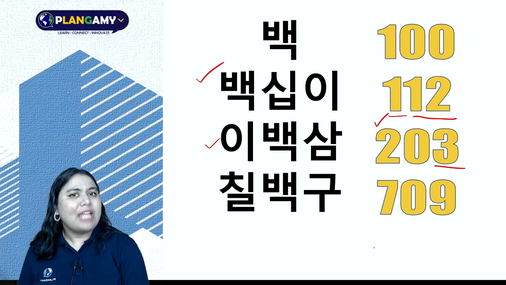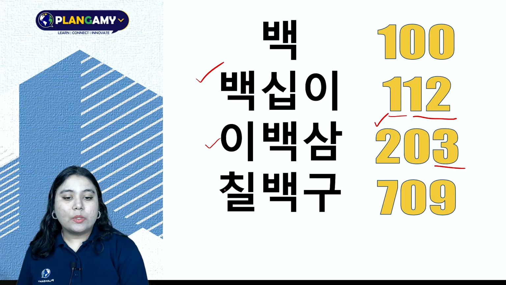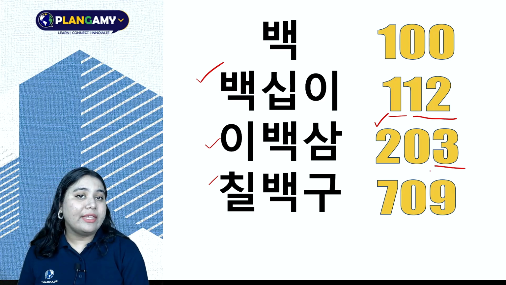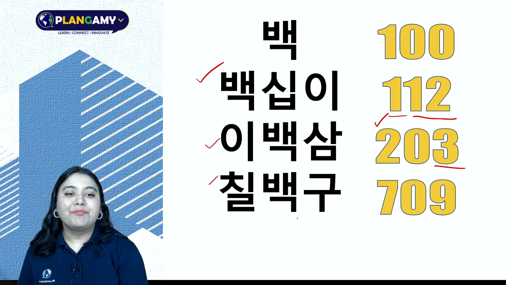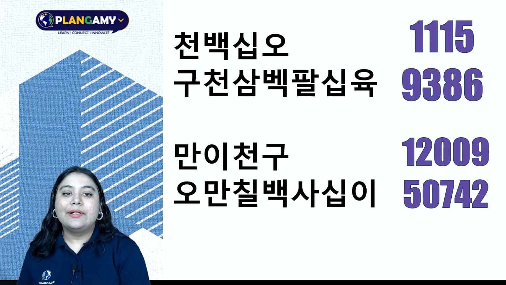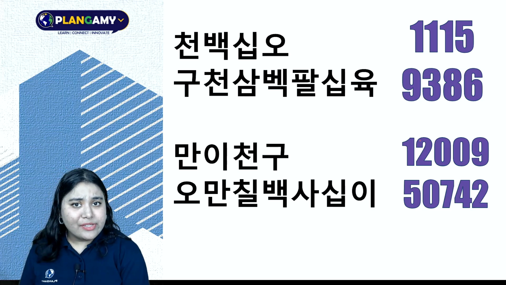709. 7 times 100. Right? So chil back. Chil is 7. 100 is back. Chil back 700. And ku at the end for 9. Okay, chil back ku, that would be 709. Let's see a few for thousands.